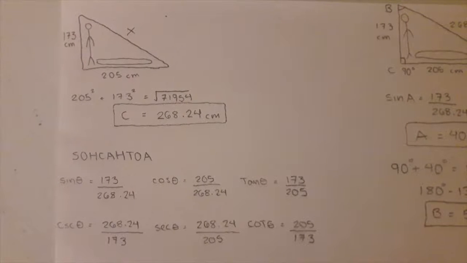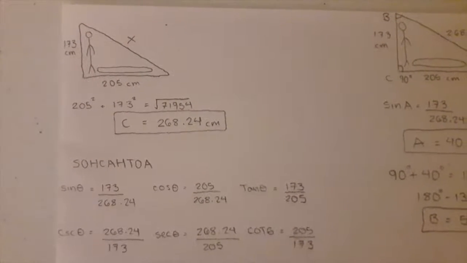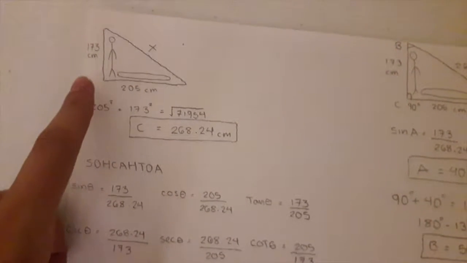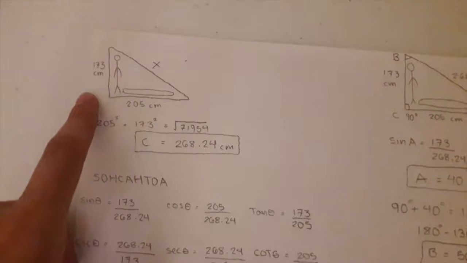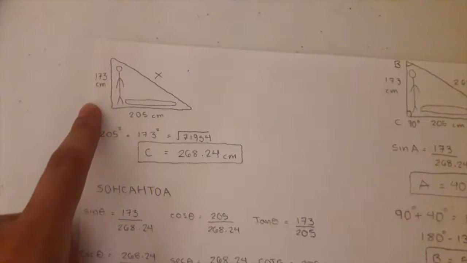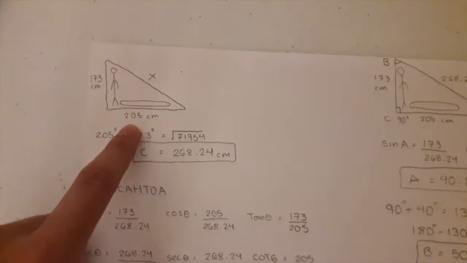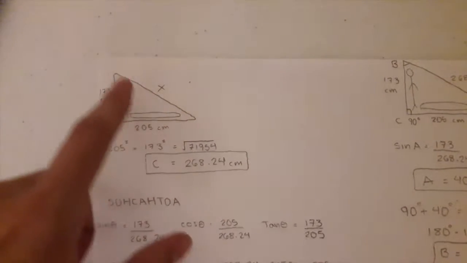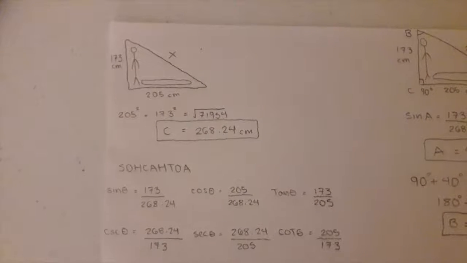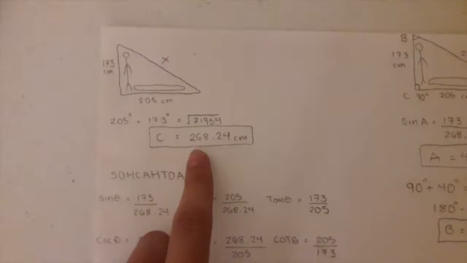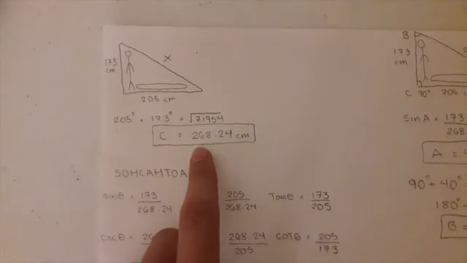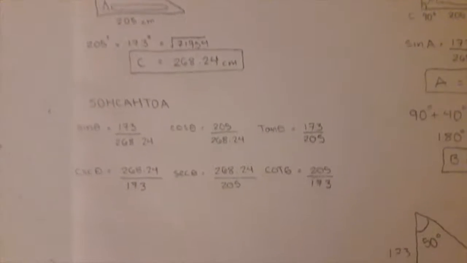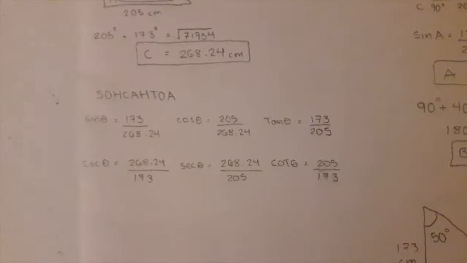For this triangle we were given two sides, one of them which was my height, which is 173 centimeters, and the second one which is the length of my shadow, which is 205 centimeters. To get the distance between the tip of the shadow and my head, we used the Pythagorean theorem. And our answer was 268.24 centimeters. After getting the three sides, we use SOHCAHTOA to find all the trigonometric functions, as we can see right here.